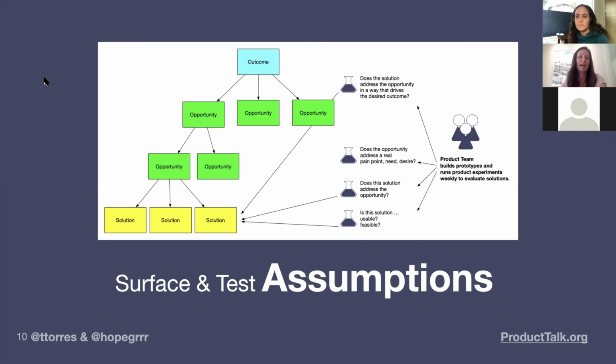Hope, do you want to talk a little bit about the gray here and what you see from teams? Yeah, I think that once product teams are introduced to a hypothesis template that gives them pass-fail criteria they can use, they can then start thinking creatively about how they might scope down that experiment to quickly learn whether it's true or false.